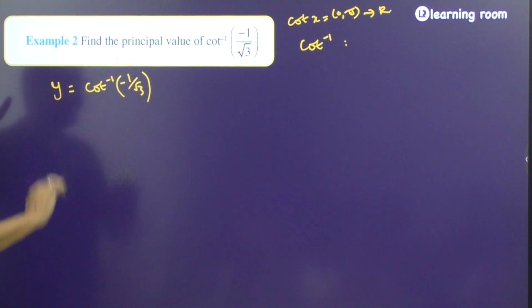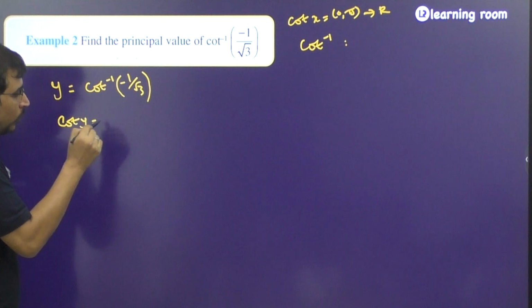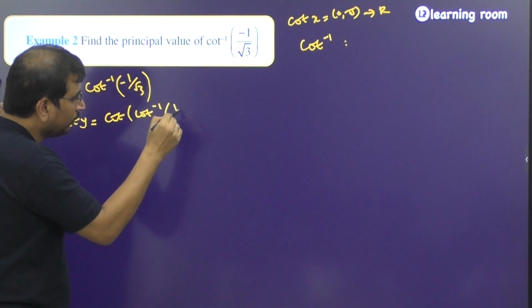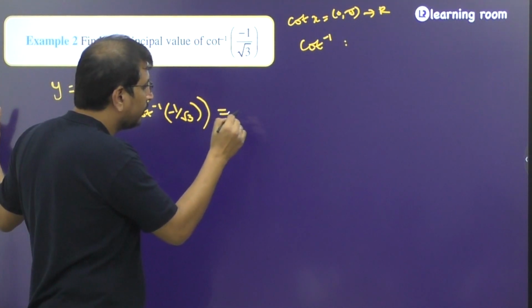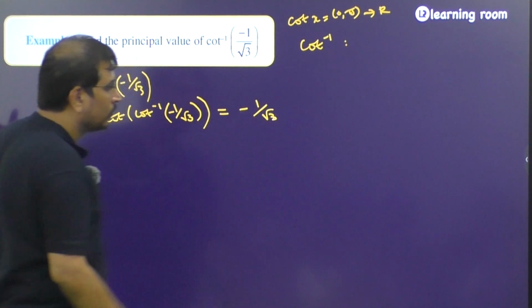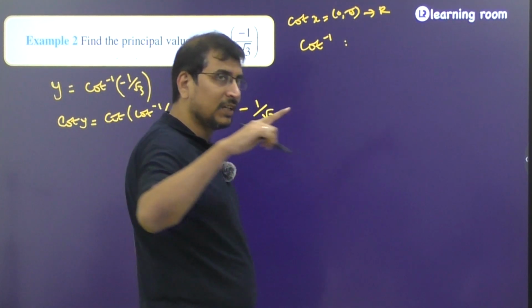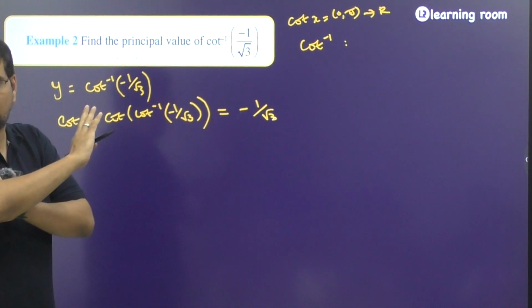So if I take cot on both the sides, cot y is equal to cot inverse of 1 by root 3 with a minus sign. So what will the answer be? Minus 1 by root 3. So where will cot give you the negative sign for the first time? I'll tell you how to solve. See, there is actually a property which we'll learn in the next exercise, but unfortunately it's deleted. If that is known, you can solve it in one step.